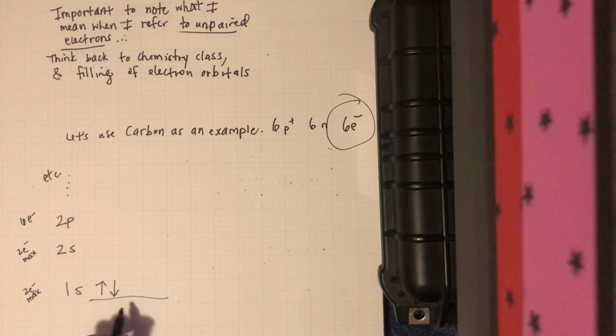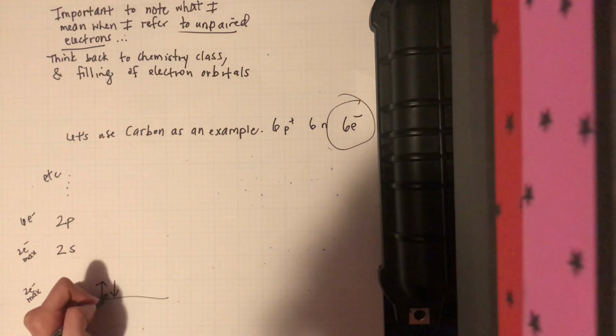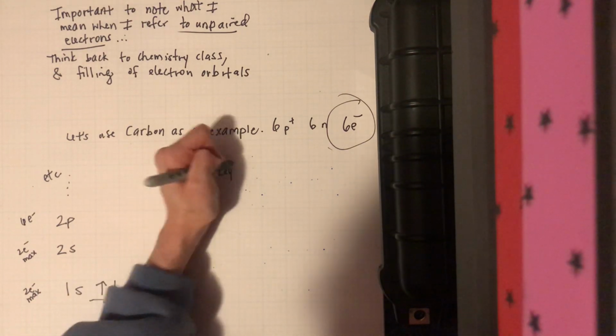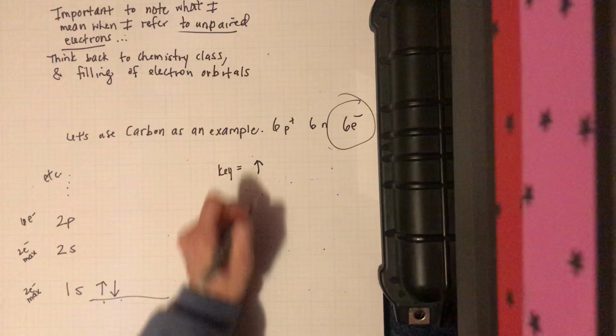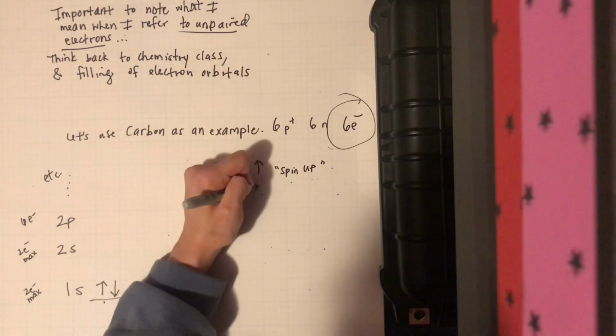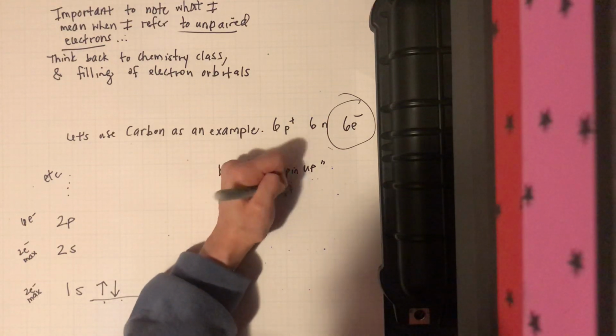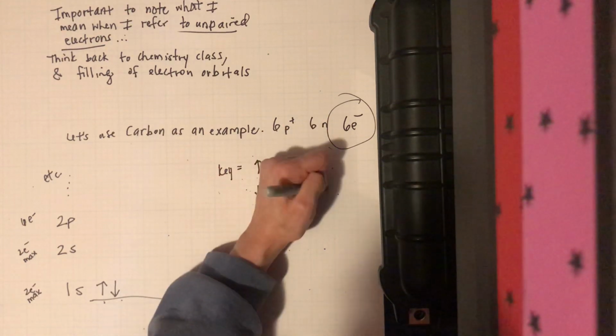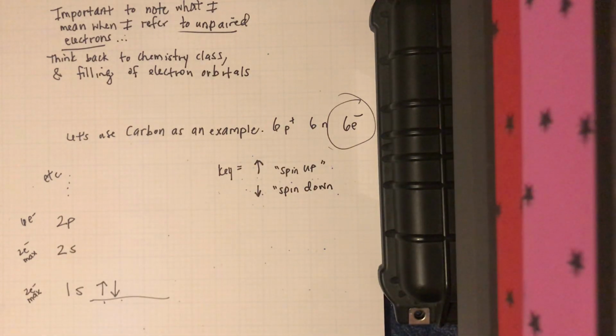This happens because it's energetically favorable for there to be an electron with spin up and an electron with spin down. So I'm going to use these arrows, so let's make a little key here. This arrow up means spin up. This arrow here means spin down. Now I have 6 electrons in that carbon atom, so I've only exhausted 2 of them. So now I need to figure out where the other 4 electrons are going to go.